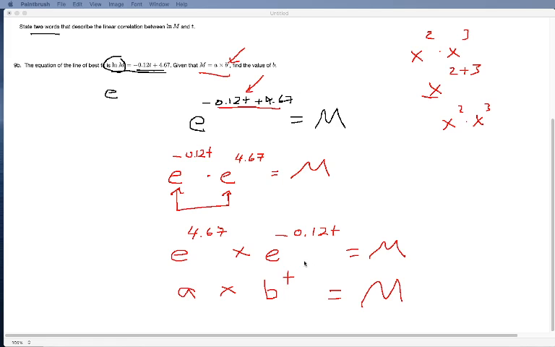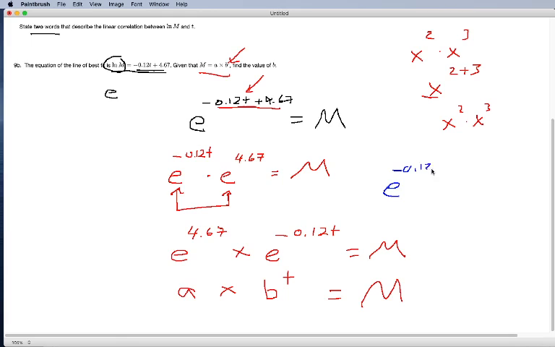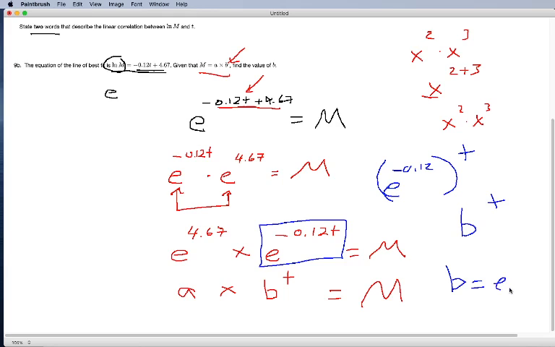And what you can see is they're very close together. So something to the power of t, and this for sure is the last tricky step, is that if you have e to the negative 0.12, if that's to the power of t, that's the same thing as this bit here. And what they're asking you for is b to the power of t. So in this case, your final answer, b, has to equal e to the minus 0.12.